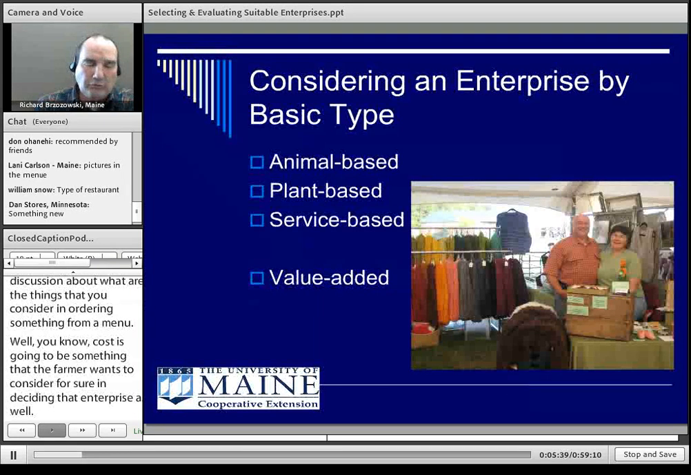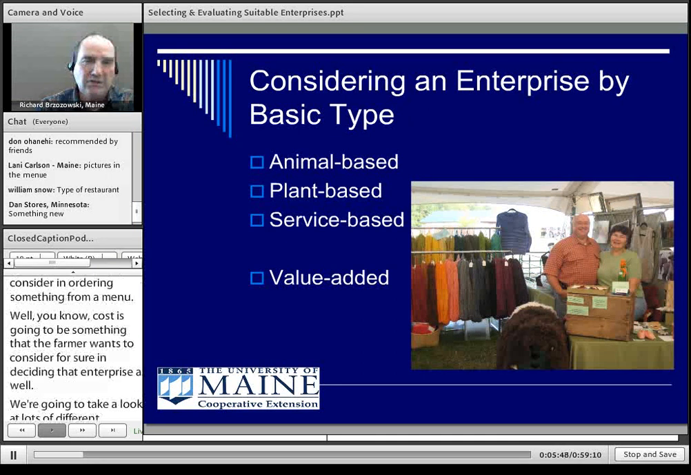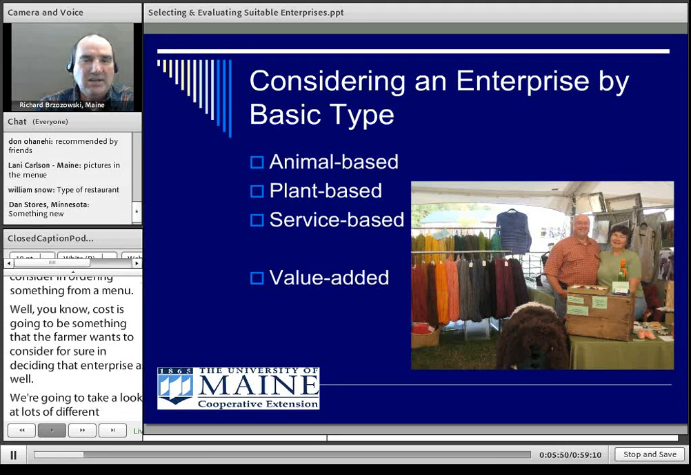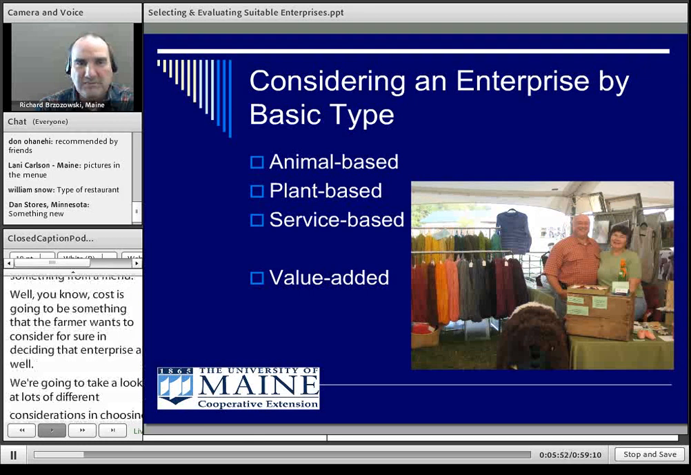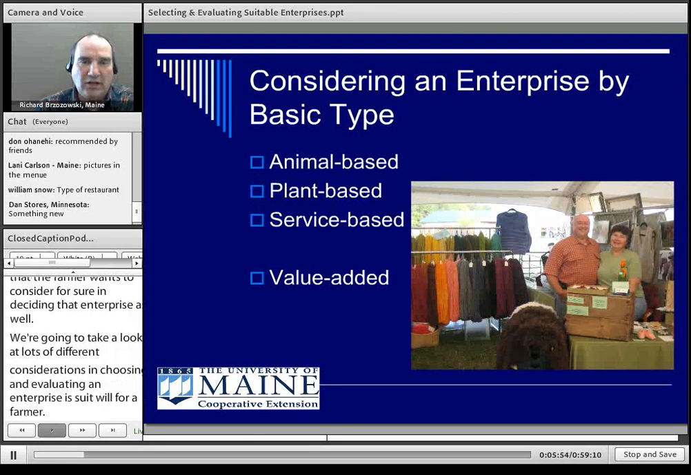So first of all, there's some basic types of enterprises, some that you grow in the ground, like plants, so vegetables and fruits, herbs, flowers, Christmas trees, those are plant-based enterprises. Animal-based enterprises would be any kind of livestock or dairy operation, poultry, fish. You can divide them into animal-based, plant-based.